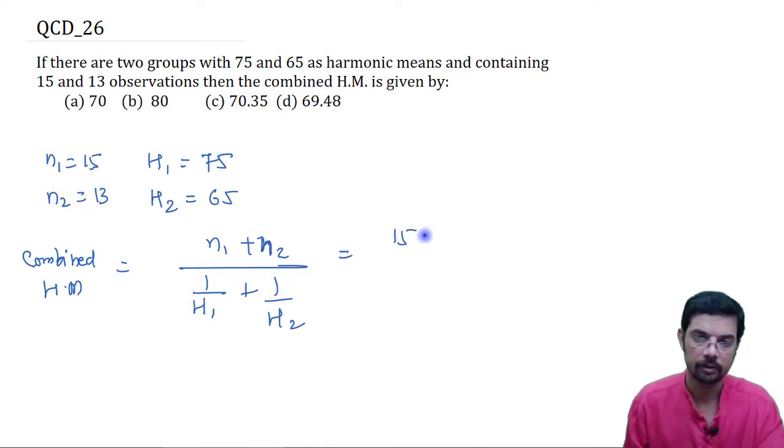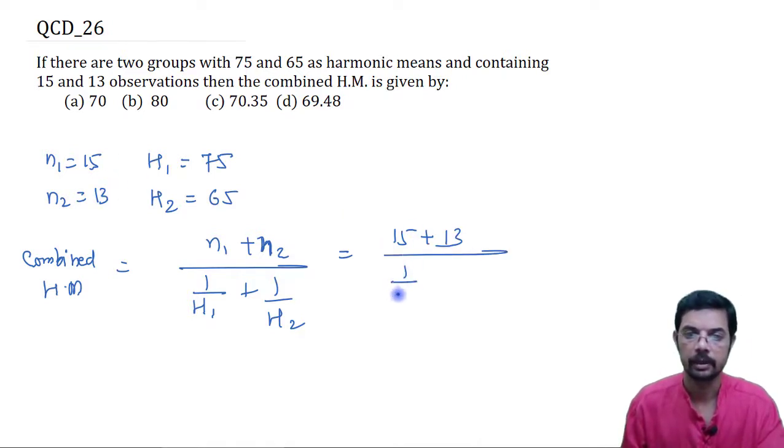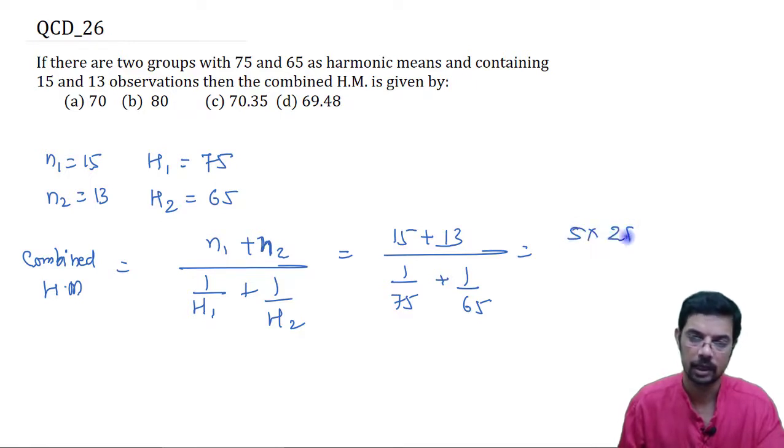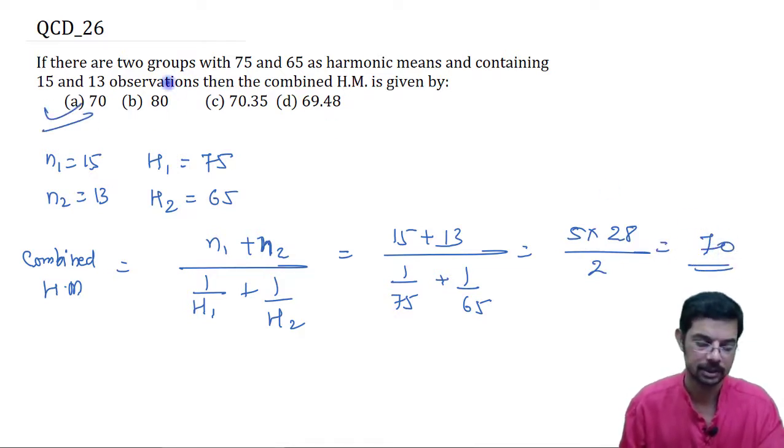That will be equal to 15 plus 13 divided by 1 by 75 plus 1 by 65. After simplification we get 5 into 28 divided by 2, which is equal to 70. The option is 70, option A.